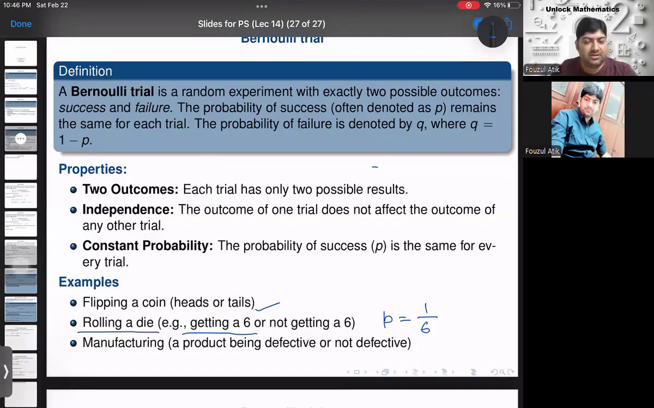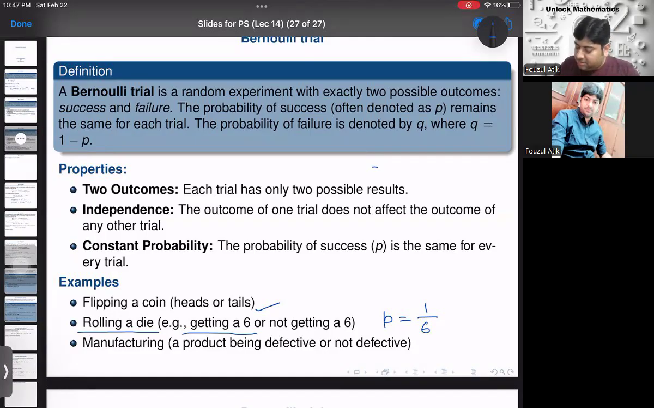Again, take manufacturing a product, where the product is either defective or not defective. If you manufacture a product, it can be defective or not defective. If you define success as the product being defective, then it will have some probability of success. Otherwise, it is not a defective piece. So again, you may consider it a Bernoulli trial in this case as well.